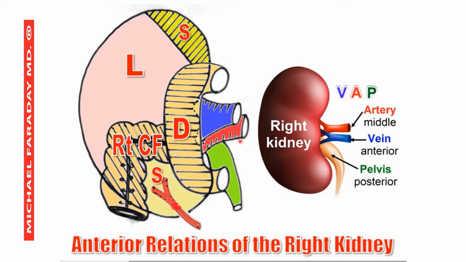So as you can see here, this is the renal artery, renal vein, and we said this is the pelvis of the ureter. The most anterior is the renal vein, followed by the renal artery, and then the most posterior is the renal pelvis, or the pelvis of the ureter.